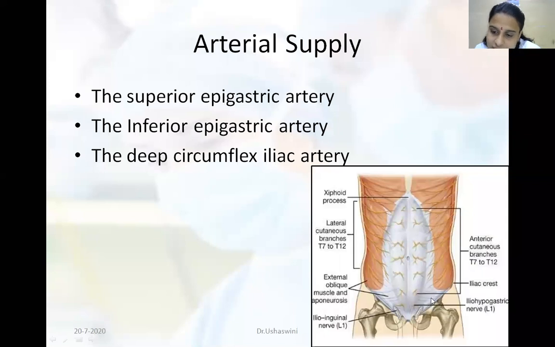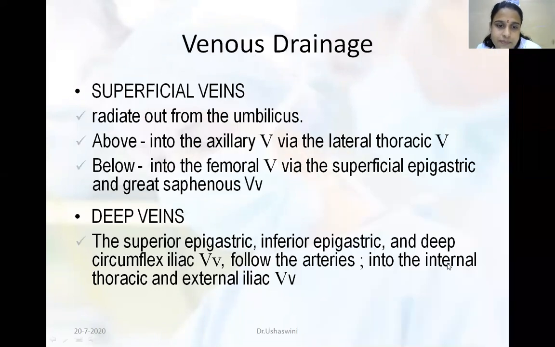Another branch, the deep circumflex iliac artery, which is again a branch of the external iliac artery, also supplies the muscles of the anterior abdominal wall. Perforating arteries supply the lateral part of the anterior abdominal wall, the flanks of the anterior abdominal wall.